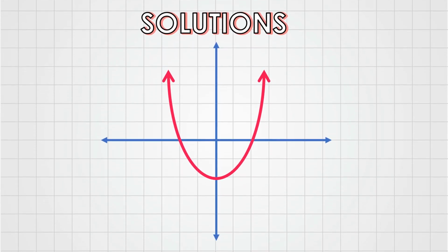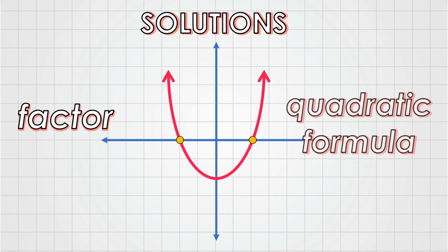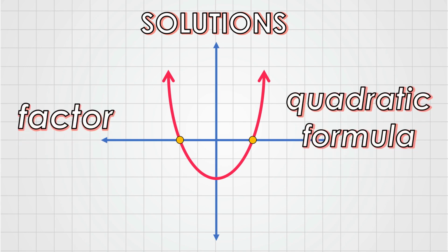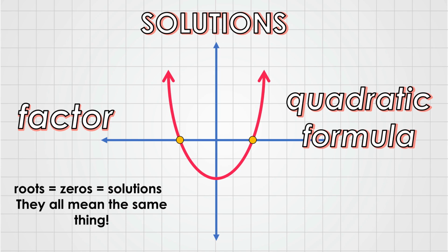To find the solutions of a quadratic, which means where the graph intersects the x-axis, you could do two things. You can factor or use the quadratic formula. Most of the time, quadratics can be solved by factoring, so be sure to look for that first before jumping straight into the long and tedious quadratic formula. Solutions to a quadratic can also be called zeros or roots, but they all mean the same thing.